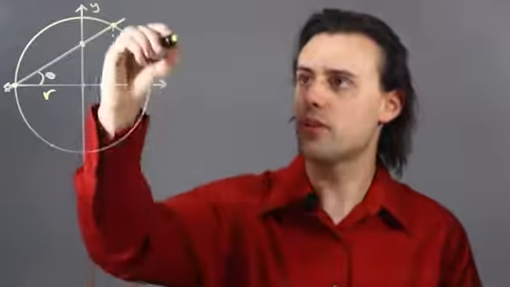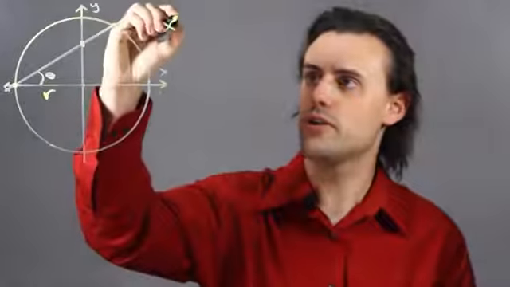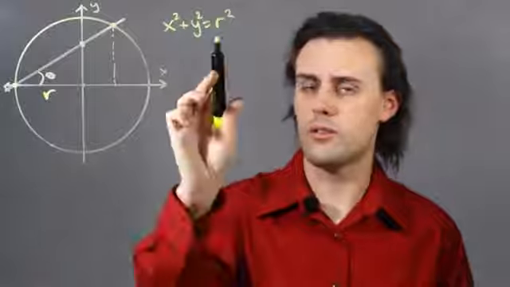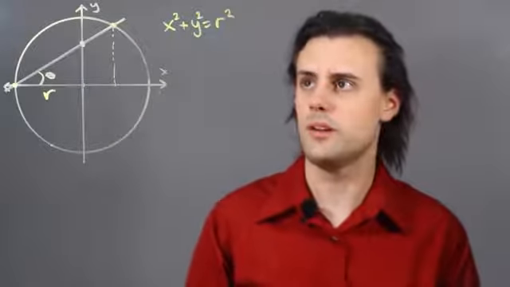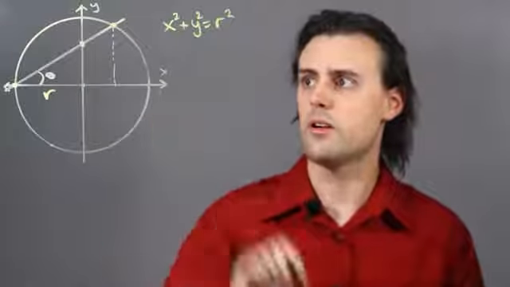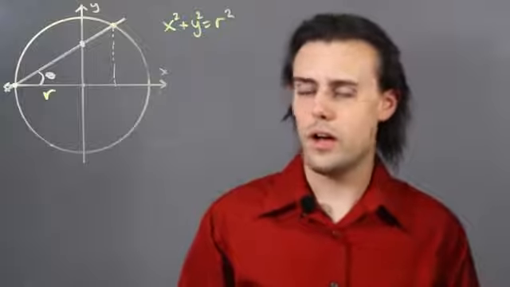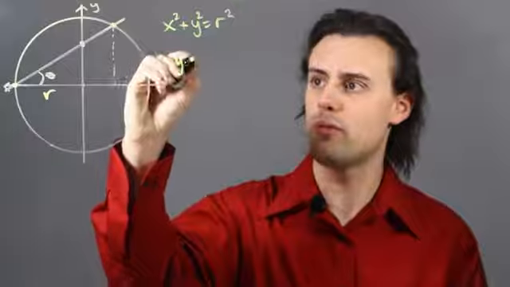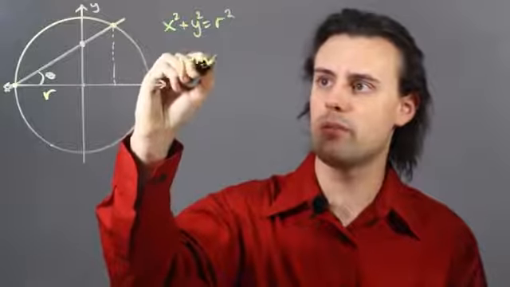So for the circle, of course, we'll have x squared plus y squared is equal to r squared, where r is some parameter and some constant, and x and y are variables. And for the line, we can write the slope-intercept form, which is y is equal to mx plus b.